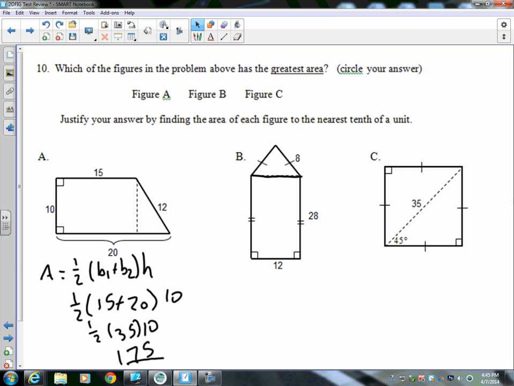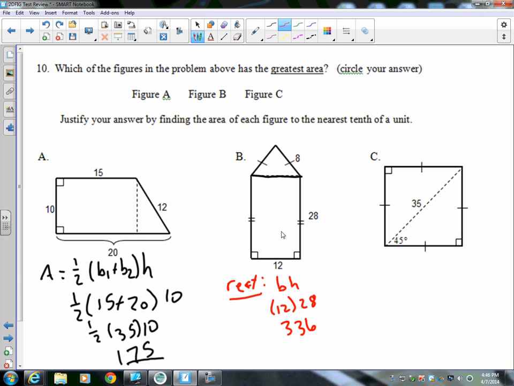So first of all, let's find the area for the rectangle. The area of the rectangle is base times height. The base is 12, the height is 28. 12 times 28 is 336.